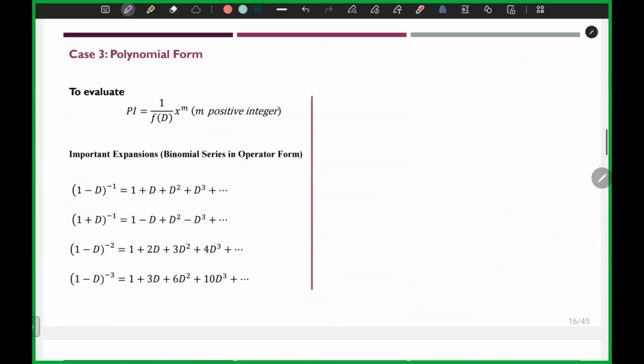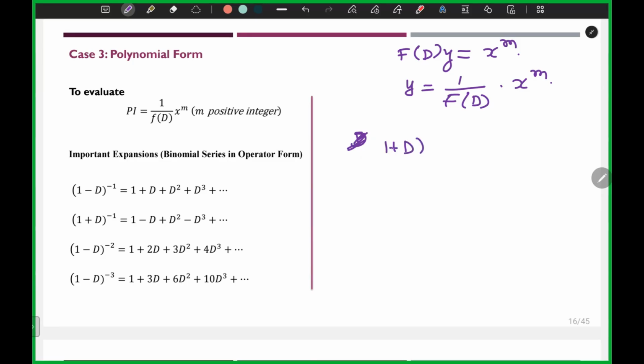Next one is the polynomial form. When we have this type of form, f(D)y equals x to the power m, we put 1 over f(D) on x to the power m. For example, I can take an expression from here. My operator is 1 plus D, with y equals x squared.